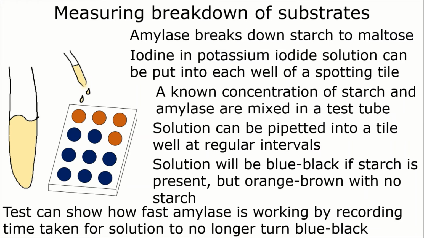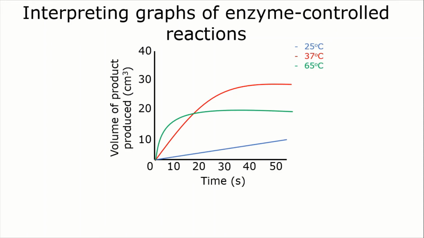Moving on to our third skill that we need to know about in today's video, we're going to be looking at a graph of an enzyme-controlled reaction and interpreting it. So we can see in the middle of the screen, I've got a graph that is showing the time of the reaction on the x-axis and the volume of the product that's being produced from our reaction on the y-axis.